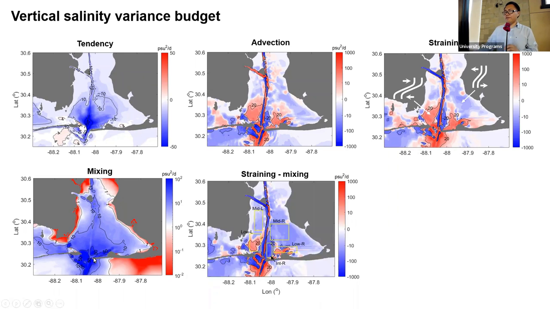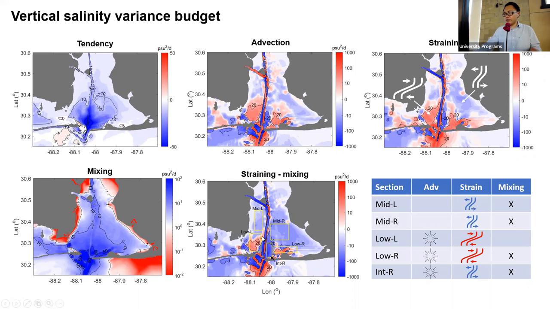Now, since the net forcing is defined by the straining minus the dissipation, the mixing, that means the blue area is where the stratification will decrease, while the red color over the left part of the bay, right here, means that the mixing is too weak to mix the water or to overcome the straining. So that's why we still have remaining stratification in the lower part of the bay, in the lower left part and lower right part of the bay. As we showed before, after the wind, we have these patterns because the mixing is too weak over there.